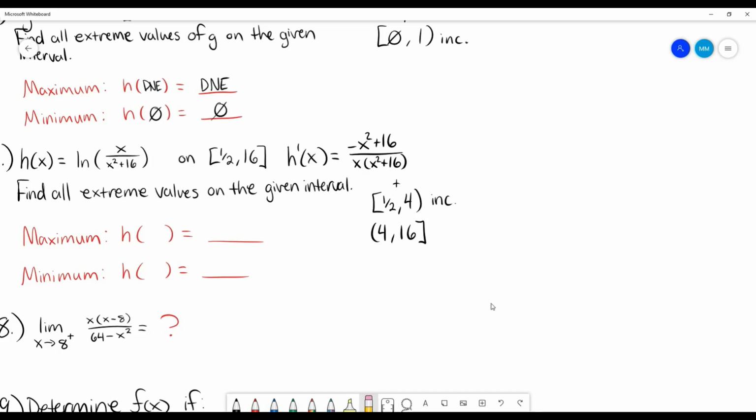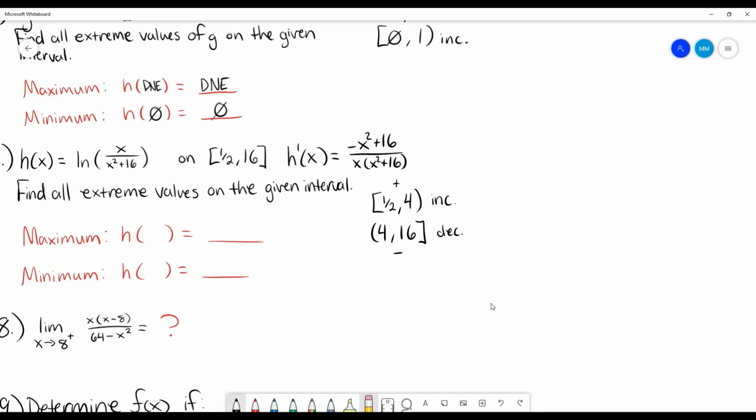Let's try a value for the next one. Let's use a nice easy one. I'll use 10. That's on this interval here. So h prime of 10 is going to be -100 plus 16 over 10 times 100 plus 16. I know -100 plus 16 is going to be negative, so my numerator is negative, but the denominator is positive, which means that overall it's going to be negative, and therefore decreasing on this interval.